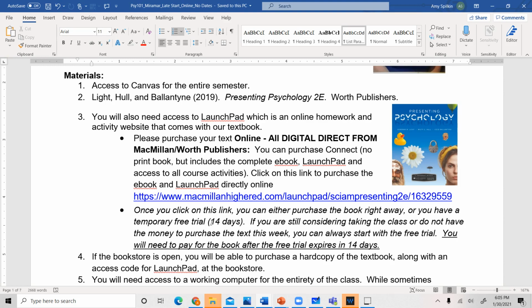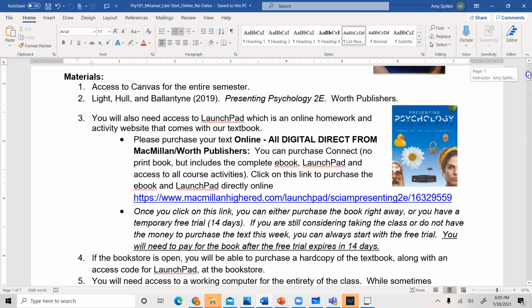And the third option is to enter an access code, and that access code would be if you went to the bookstore to actually purchase the book there. You'll get the book as well as an access code, meaning you've already paid for it, and then when you get to this screen, you would just type in the access code that they gave you at the bookstore to give you access to Launchpad. So you'll do one of those three options, and then you'll have access to our textbook and Launchpad.